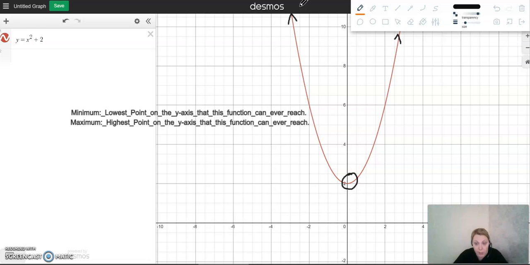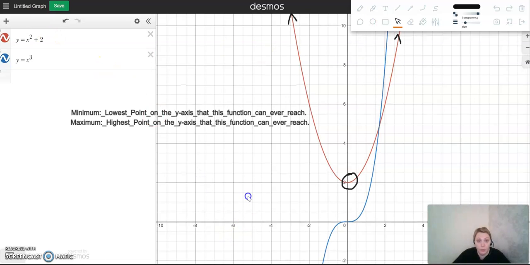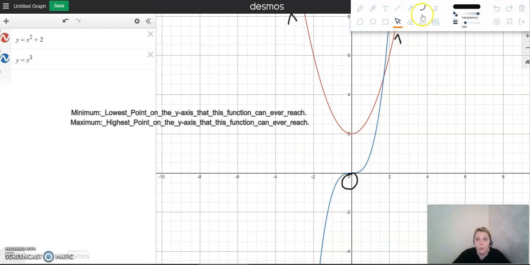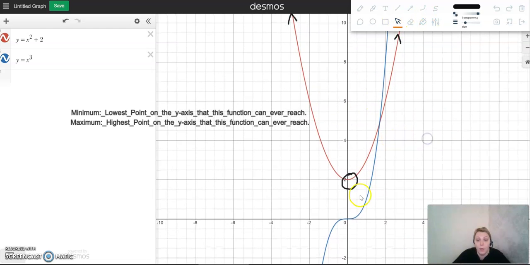But I will tell you this: if your function has a vertex, then you should be looking at mins and maxes, and seeing if that vertex is a min or a max. But even then, you can have a situation where you have a vertex and you don't have a min or a max. So let me show you some examples. Take a look at the blue function. This is y equals x cubed. This function has neither min nor max. It goes on forever in both directions.